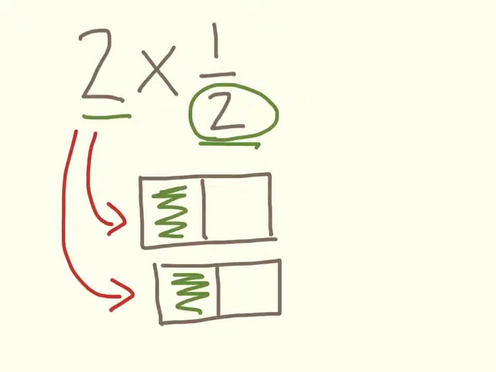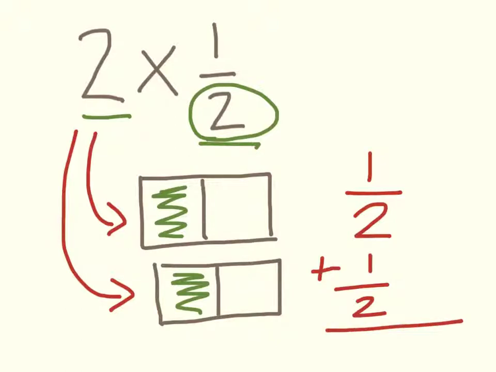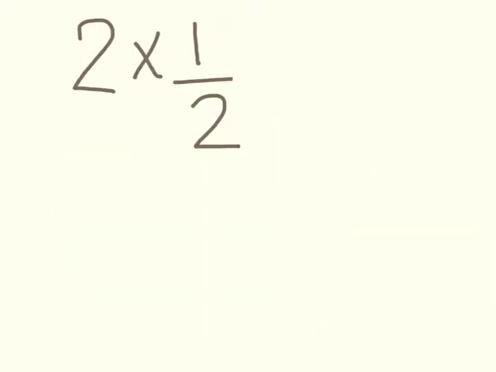So if we were to think of repeated addition or 2 groups of 1/2, we would have 1/2 plus 1/2, and look at that. We have common denominators, and you know from basic adding and subtracting fractions that 1/2 plus 1/2 actually equals 1 whole. All right? Is everybody kind of with me here? We're going to keep going.